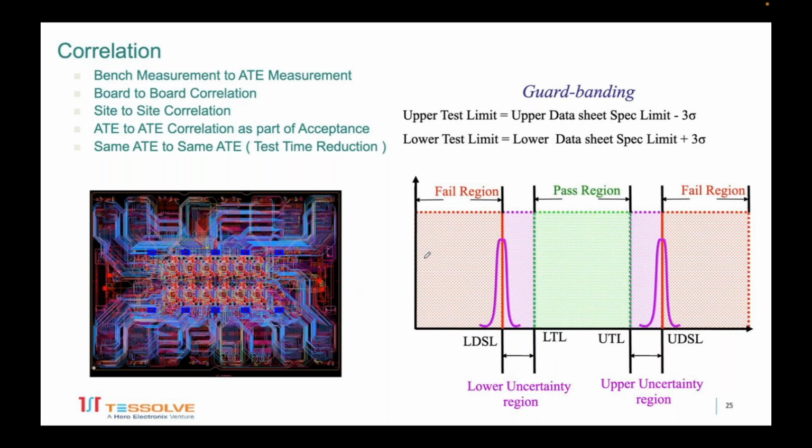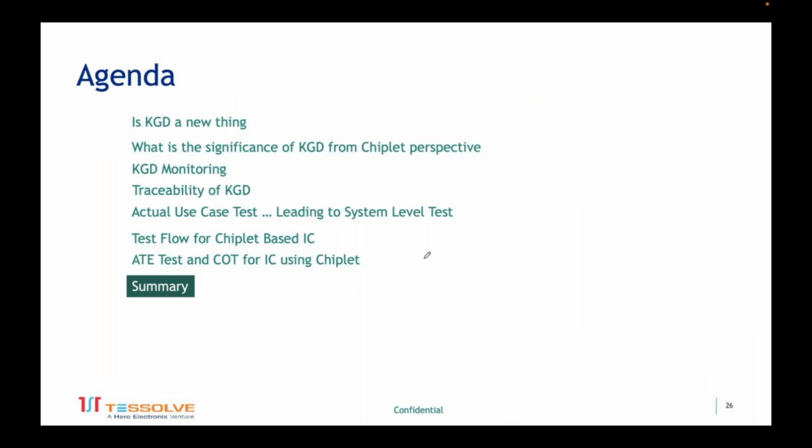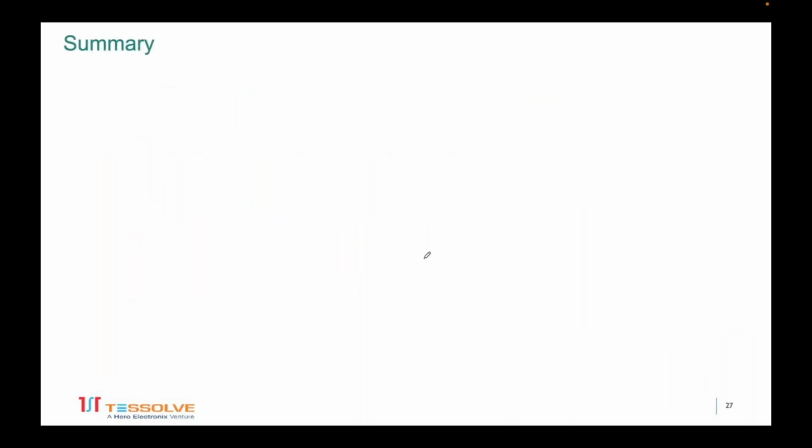3 sigma is a standard, but should we go a little higher considering all these things? All these things we need to look at on a case by case basis. So this is what the presentation is. I will do a quick summary.